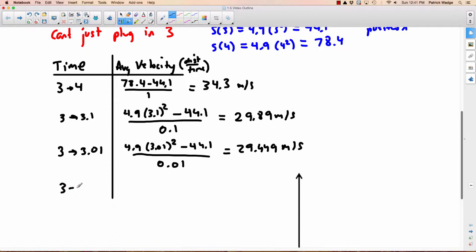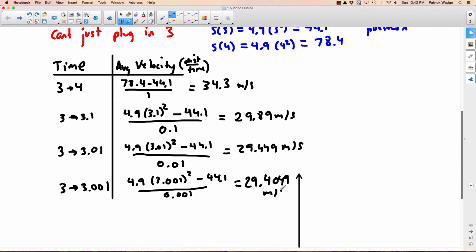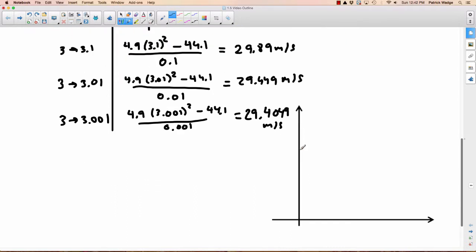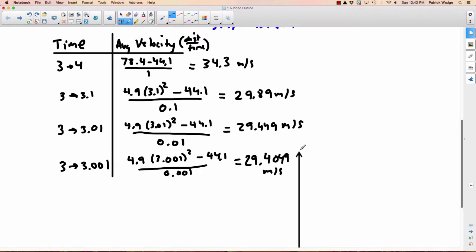And let's go one more. Let's go 1/1000th of a second. That's our time interval. So we've got to find our location at the time 3.001. We've got to subtract our location at time 3, and we're going to divide by our change in time, which is just 0.001 seconds. If you do that, you get 29.4049 meters per second. You can see it's really not changing that much at all. Okay, let's pause there for a second and let's graph what we're talking about.